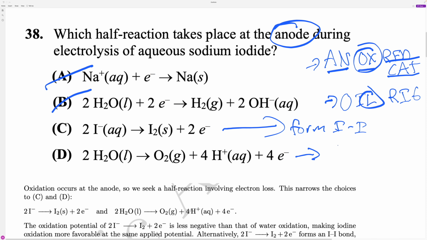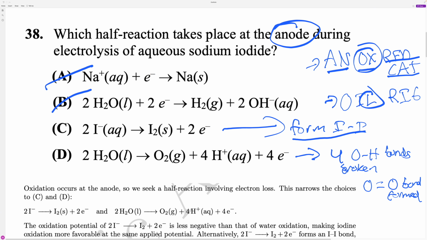And for D, you have a breaking of 4 O-H bonds, and 1 O double bond is formed. So if you think about which would require more energy compared to the amount of energy released, you can immediately see that C is likely going to be our answer. It's generally going to be more favorable, and we're going to select C as our answer.